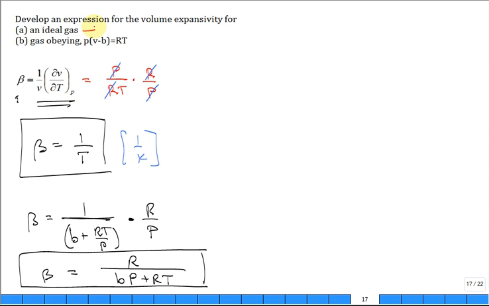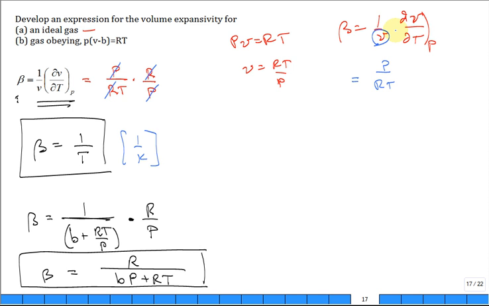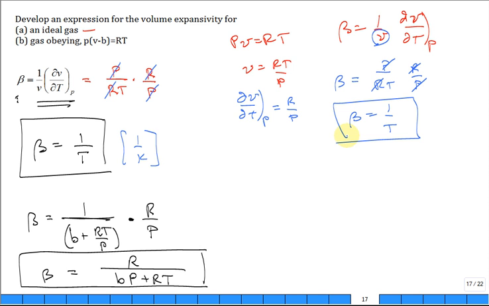Evaluate it for an ideal gas. Well, for an ideal gas, we know that PV is equal to RT. And so V is equal to RT over P. So this beta is equal to 1 over V, derivative of V with respect to T holding pressure constant. We can substitute for this V right now. So that's RT over P. And now we just have to do the derivative. The derivative of V with respect to temperature holding pressure constant is R over P. Substitute R over P. P's cancel, R's cancel. And you get the relationship that for an ideal gas, beta is 1 over the absolute temperature.